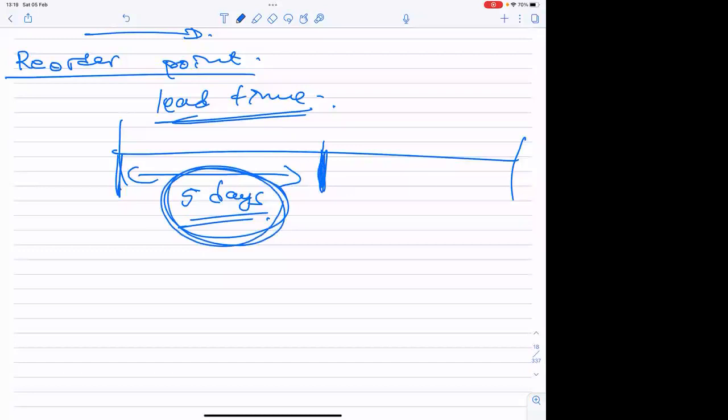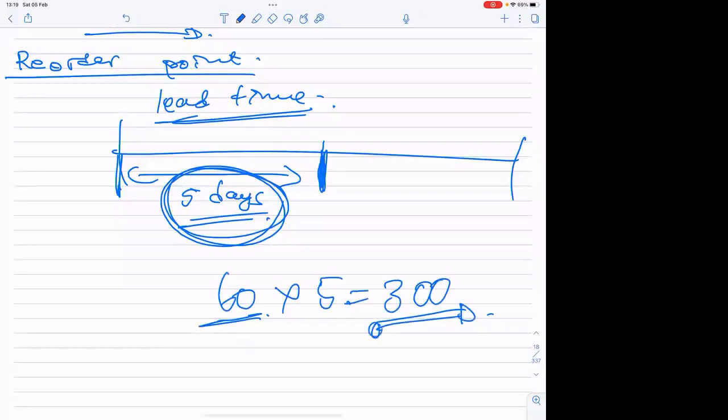So the reorder point, we are simply saying it is the point whereby we are going to order inventory to avoid running out of what? Of stock. So we know that the demand per day is 60 and our lead time is 5 days. It means that if we are left with only 300 units in our warehouse, we know that we need to order our inventory to avoid running out of what? Out of stock.